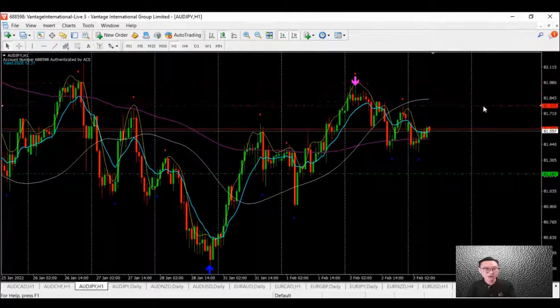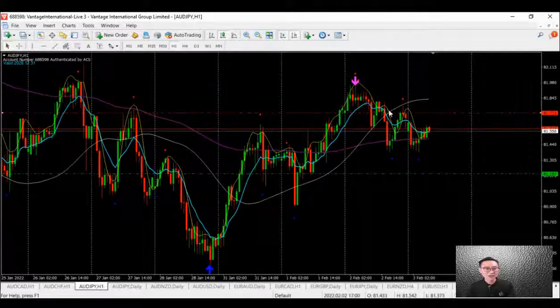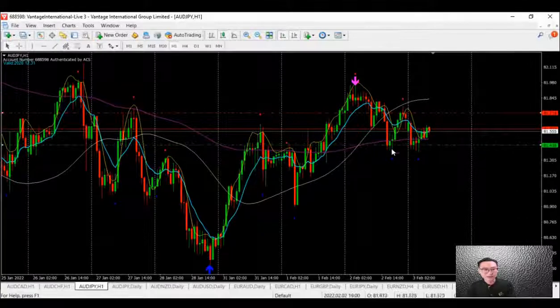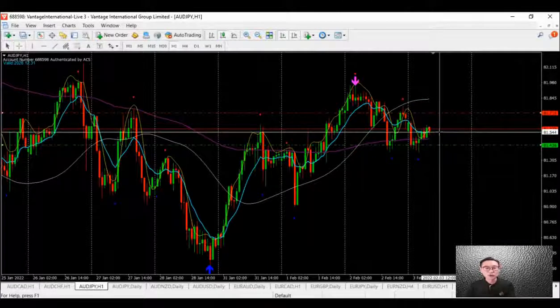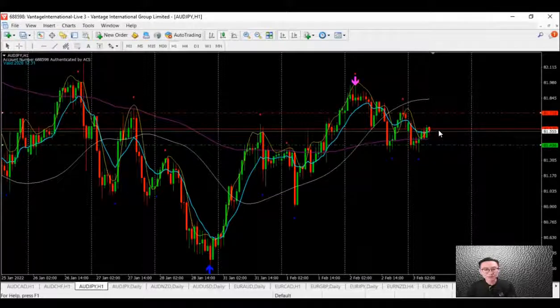Okay, so where's the resistance level? This is the one. There's one resistance here. Okay, so right now you can see there's a support over here, correct? In this area of support. So comparing right now, you have about 10 pips from the support, another 16 pips to the resistance.